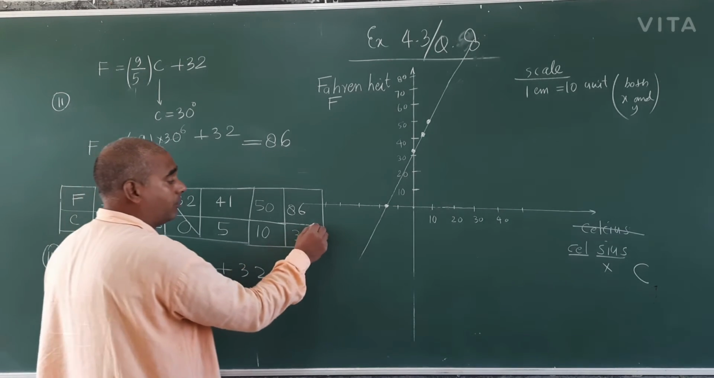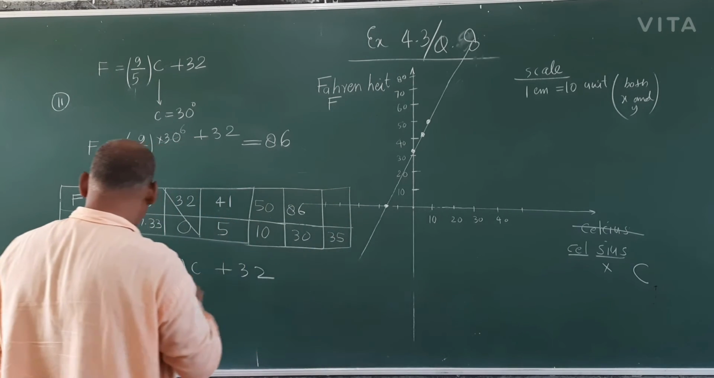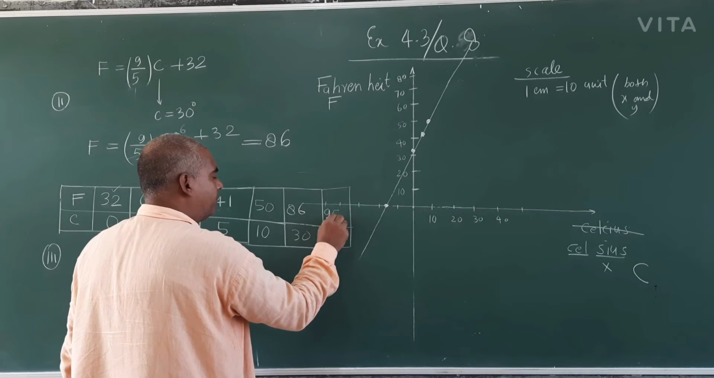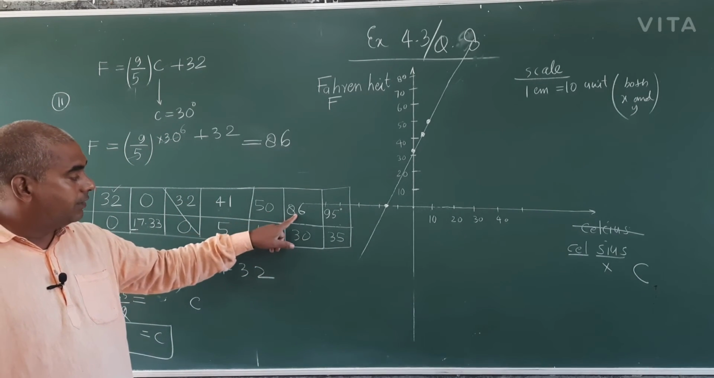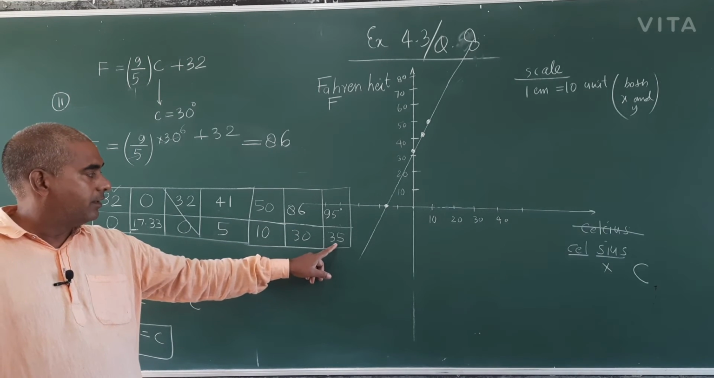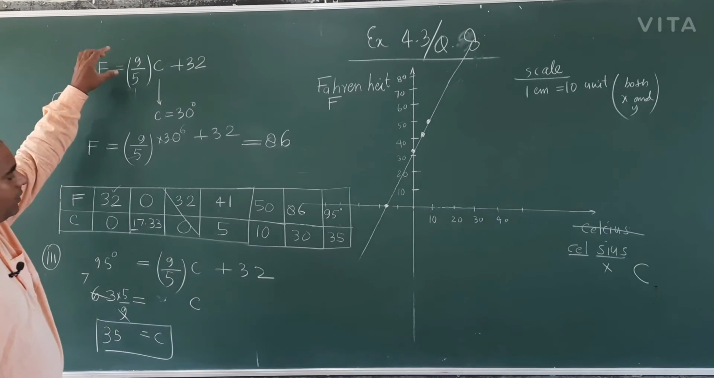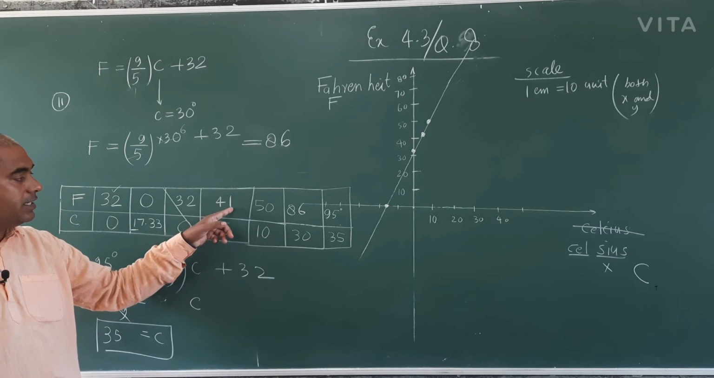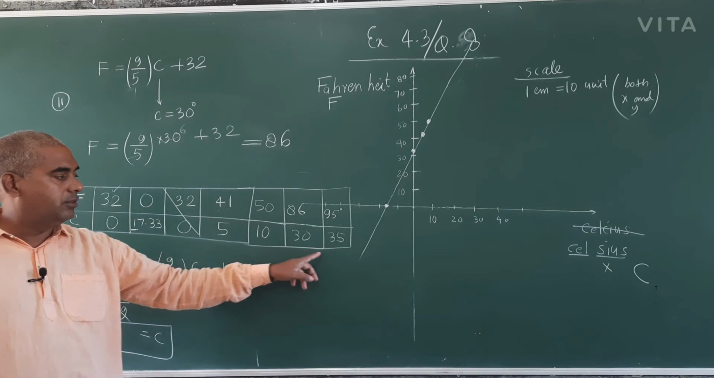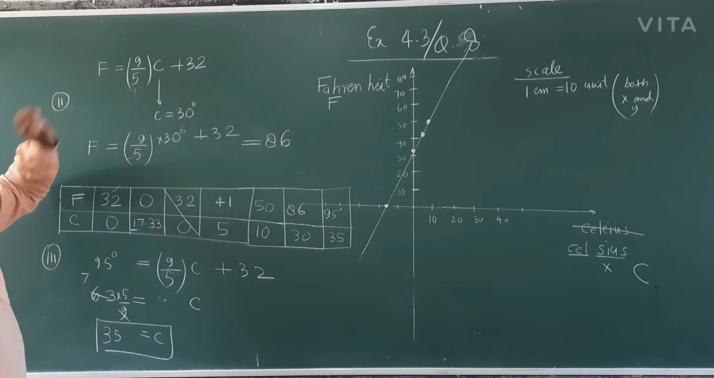Again, if this is 35, you are observing that its value increases. F is equal to 95. Whenever C changes by 5, for example from 5 to 10, you are getting a change of 9 in F. From 30 to 35, 5 changes, and here you get 9, because this was 9 and this was 5. Okay, this was the third part.